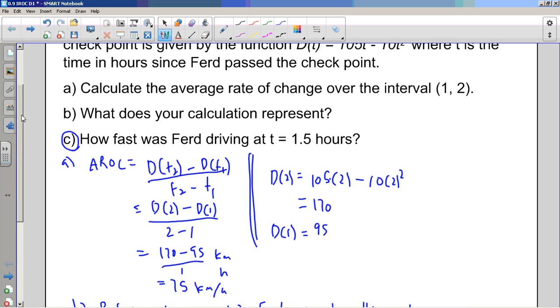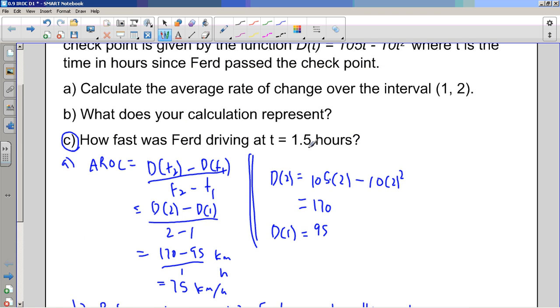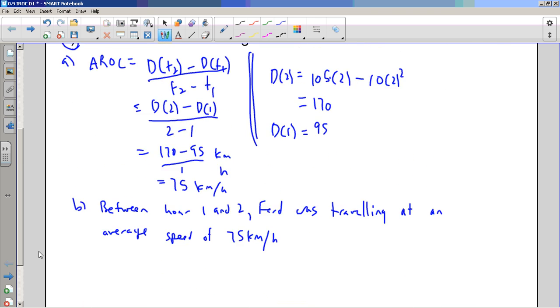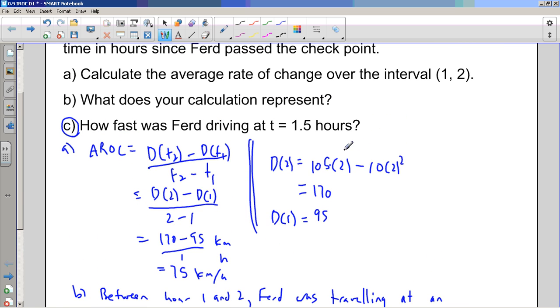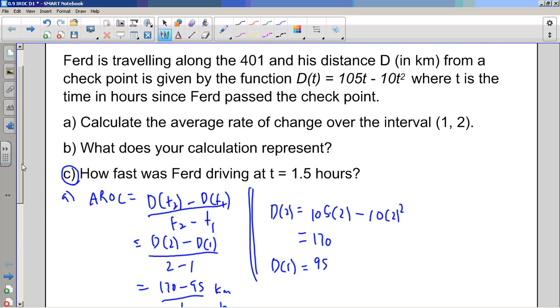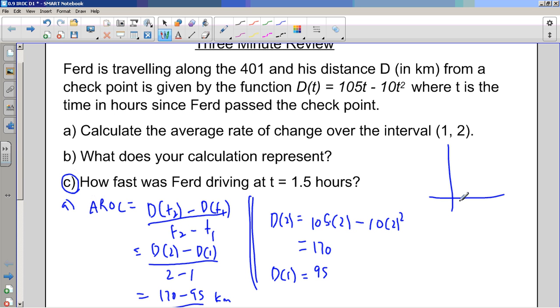Okay, part C, this is the thing. How fast was Ferd driving at 1.5 hours? Was he traveling at 75 kilometers per hour? Not necessarily, because his distance was always changing, right? This is some sort of parabola that opens down, and between hours 1 and 2, we know he was 95 kilometers away and then 170 kilometers away. We know the average rate of change there was 75 kilometers per hour, but what was it at 1.5?